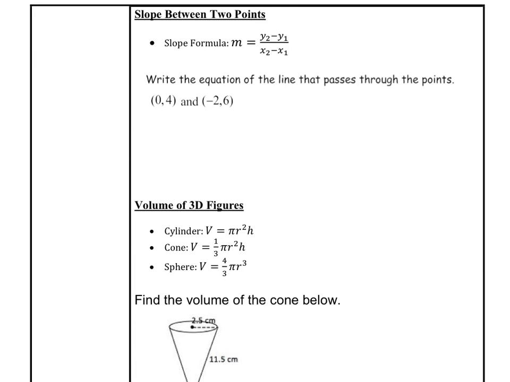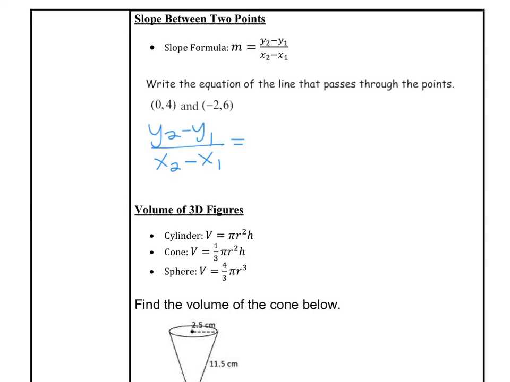Moving on to slope between 2 points, my slope formula is change in y over change in x, which is just y2 minus y1 over x2 minus x1. For this problem, I'm going to start by writing that formula, and then I will number my points. And now we just have to plug into our equation. Well, y2 is my y value from the second point, so that would be 6. y1 is my y value from the first point, so 4. x2 is my x value from the second point, so -2. And x1 is my x value from the first point, so 0. And I subtract that. Notice it has subtraction. Make sure you do that.